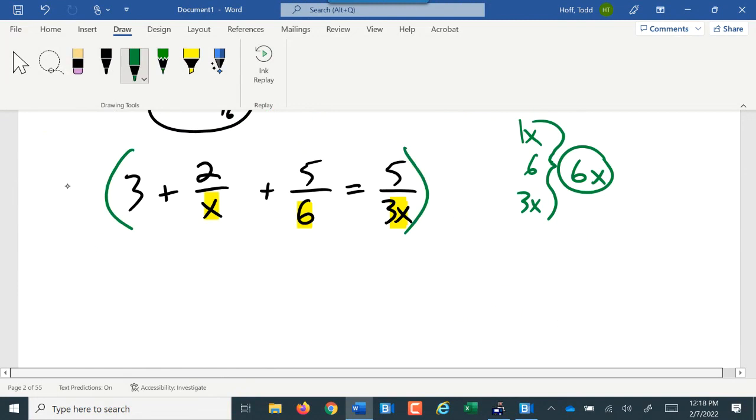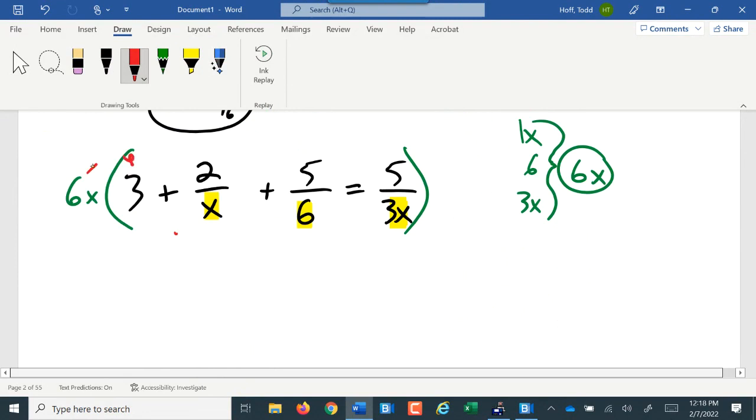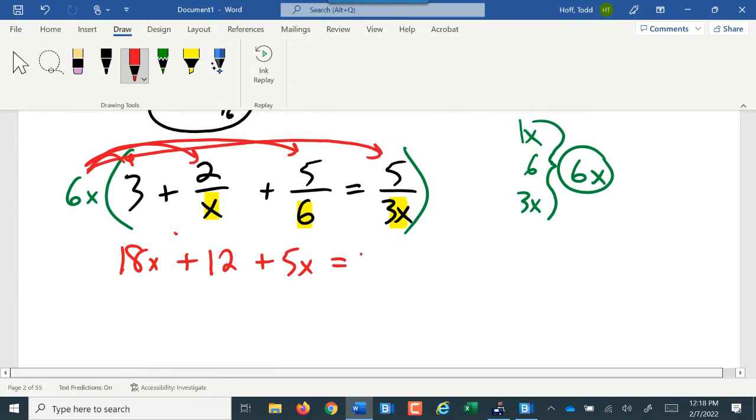So we would have to multiply this whole equation by 6x. Doing that, 6x times 3 would be 18x. 6x times 2 over x would be a positive 12. 6x times 5/6 would be 5x, equals 6x times 5 over 3x, which is just 10. Again, that has been reduced now to an equation that we know.